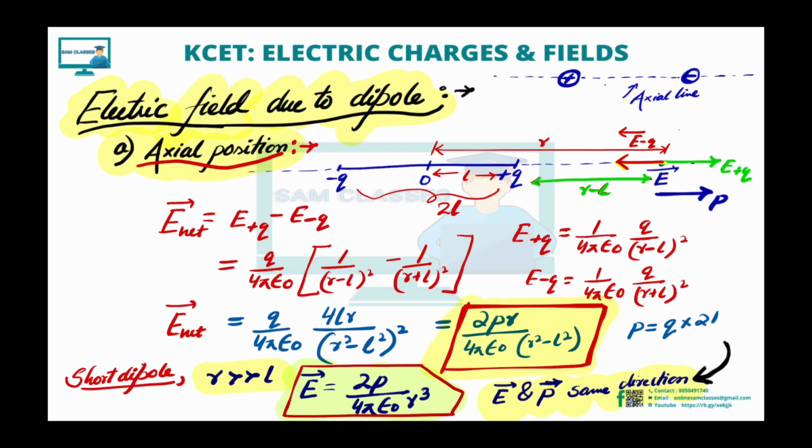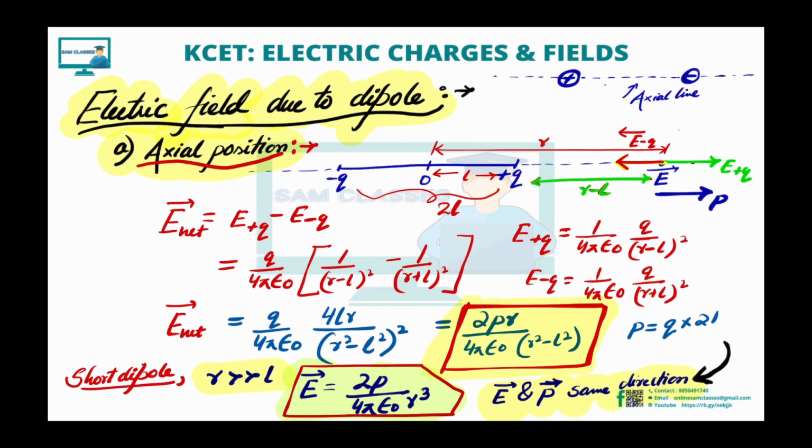Okay, so let's see. Now, electric field is due to a dipole. We already studied what a dipole is. Now we're trying to study the electric field produced by a dipole setup. A dipole setup, as we can recall, is nothing but two equal and opposite charges separated by a small distance. Now, what is the electric field due to a dipole? We want to study first at an axial position.